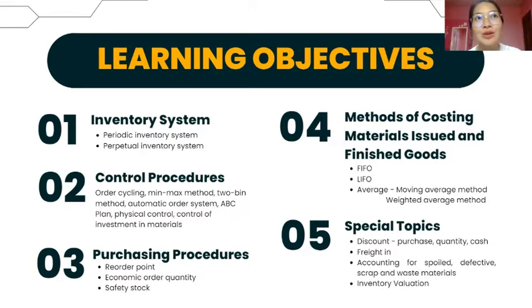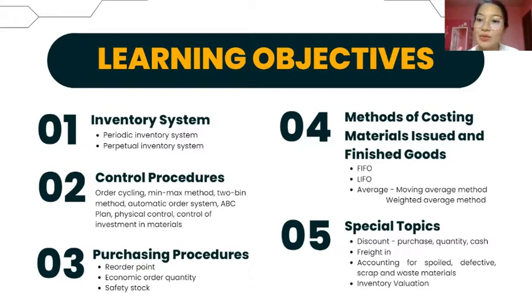We will be learning how to account for materials using FIFO, LIFO, and then average. So for average, we have moving average method for periodic inventory system, and then weighted average method for perpetual inventory system. So we will compute for the cost of materials issued, cost of the ending inventory, and the unit cost. Okay, most problems ask for exactly that.